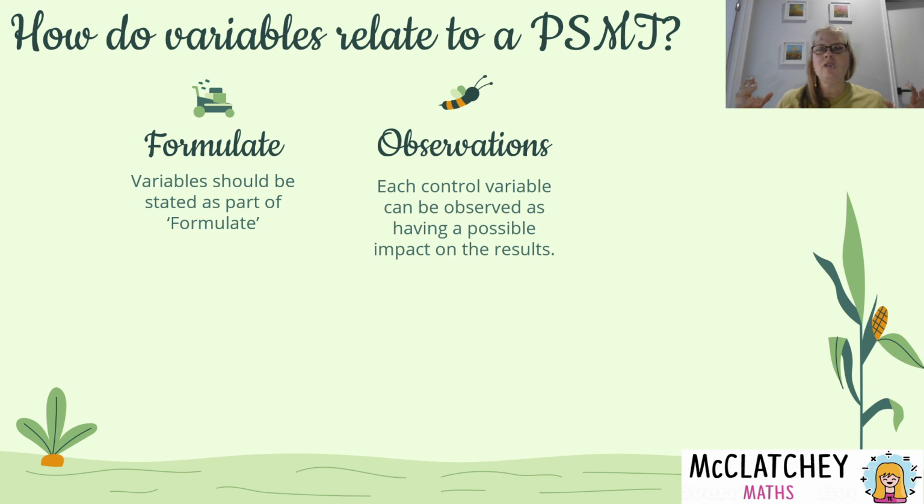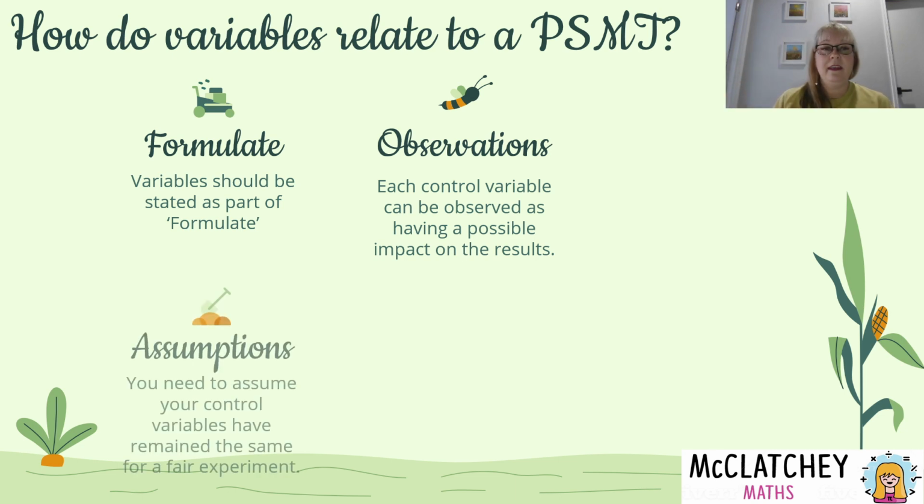So when you're stating observations, if this was your experiment, you could say something very simple like, it is observed that the amount of sunlight also has an effect on how a plant grows. You might even want to use a quote or a citation or a reference off the internet to support that observation. So it's a good idea to have a think about what are all the other possibilities that could affect my results. These become your observations. In turn, they also become your assumptions. You need to assume your control variables remain the same to have a fair experiment.